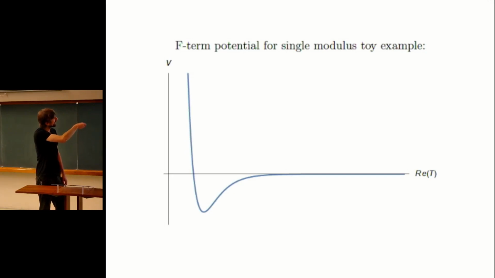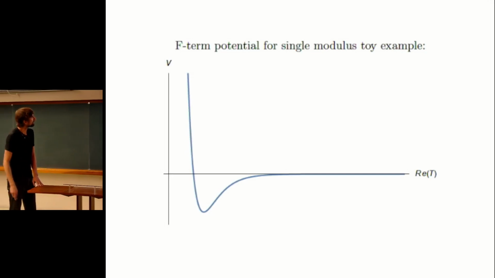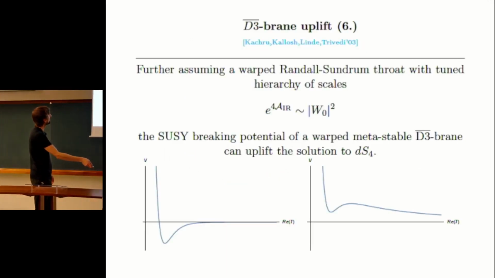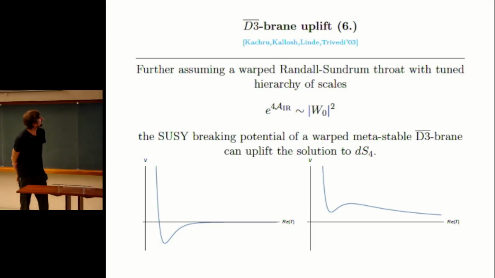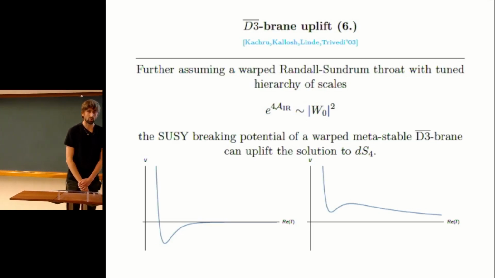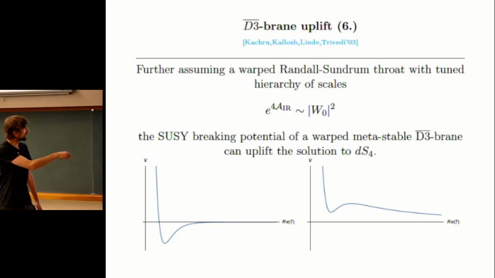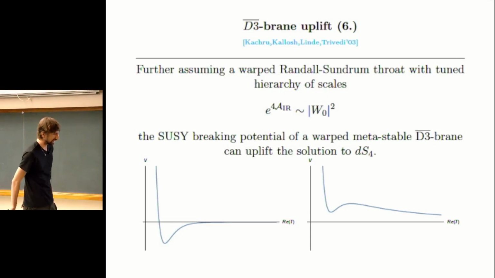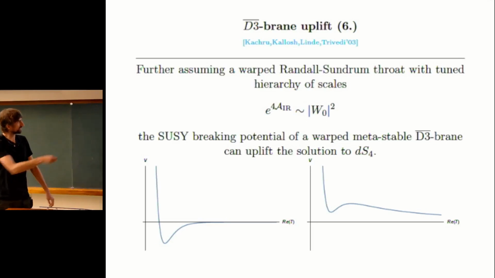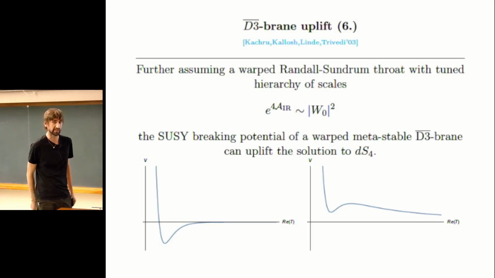If one indeed finds the corresponding instanton corrections in a single modulus toy example, this is the famous potential that's plotted in the original KKLT paper. One finds an AdS minimum that's supersymmetric. Now, of course, we're interested in de Sitter vacua, and for this, they also came up with a nice idea. If one assumes that there's a warped Klebanov-Strassler throat that has this tuned hierarchy of scales, then the SUSY breaking potential of a warped metastable anti-D3 brane will change the scalar potential from this to this. So a supersymmetric AdS minimum will become a metastable de Sitter minimum if this tuning has the right order 1 coefficients in it.